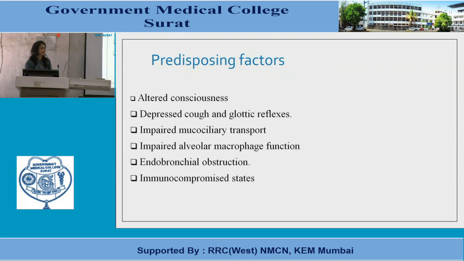Third is impairment of mucociliary transport. Whenever there is environmental pollution or smoking, it will impair the mucociliary function and lead to pneumonia. Fourth is impaired alveolar macrophage function. It is also because of smoking and environmental pollutants. Fifth is endobronchial obstruction because of any foreign body or tumor, which will block the pathway of air and lead to pneumonia. The last one is when the patient is immunocompromised.